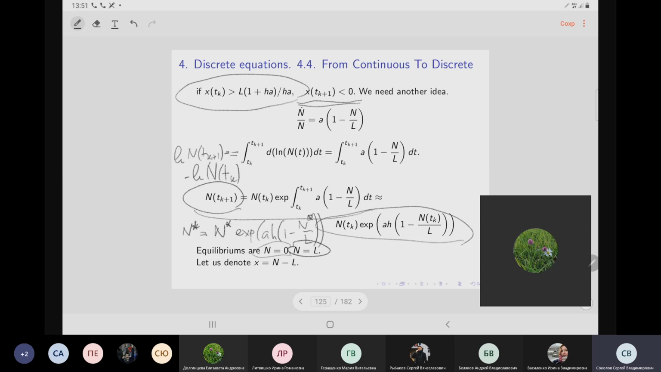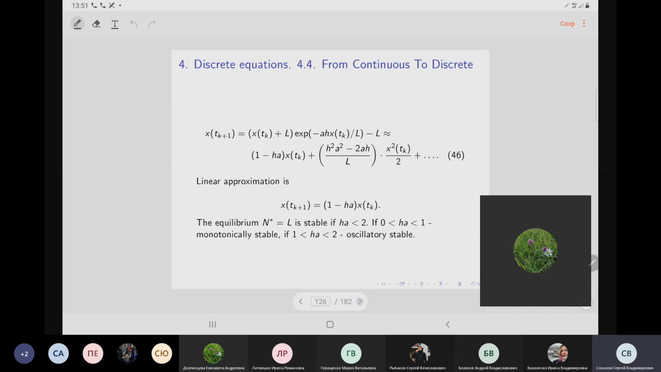Let us analyze the stability of our equilibriums using their linearization. So we denote x equal to n minus L. And we calculate the linear approximation for our discrete equation. The linear approximation near the equilibrium n equal to L, near this one.